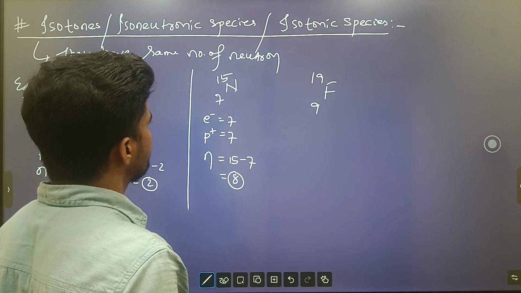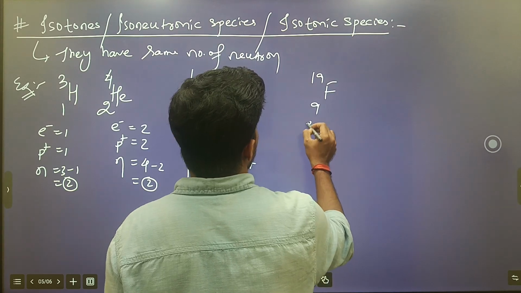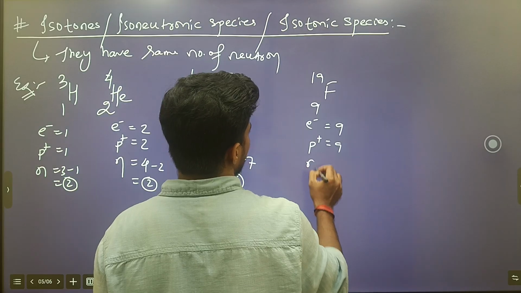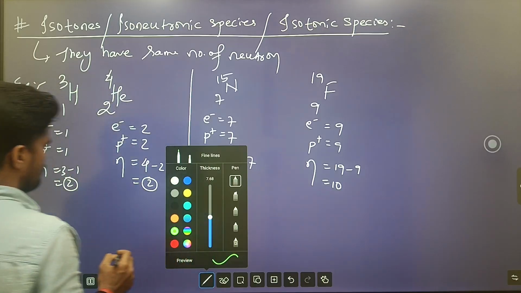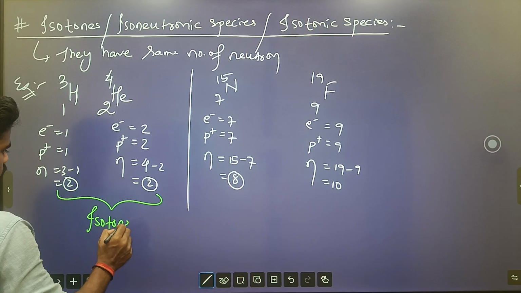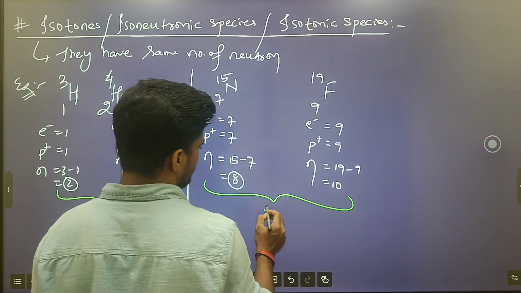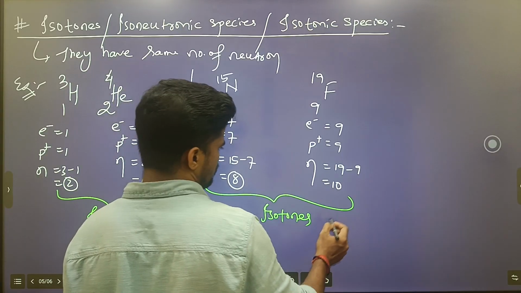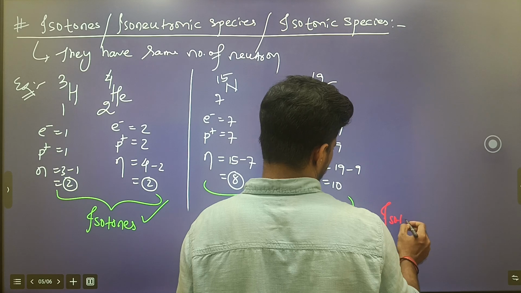Yes or no? But in this case electrons are 9, okay, protons also 9, okay, neutrons will be 19 minus 9 equal to 10. So you can say that these two species are not isotones. Are they isotones, yes or no? No sir, because the number of neutrons is not the same, not isotones.